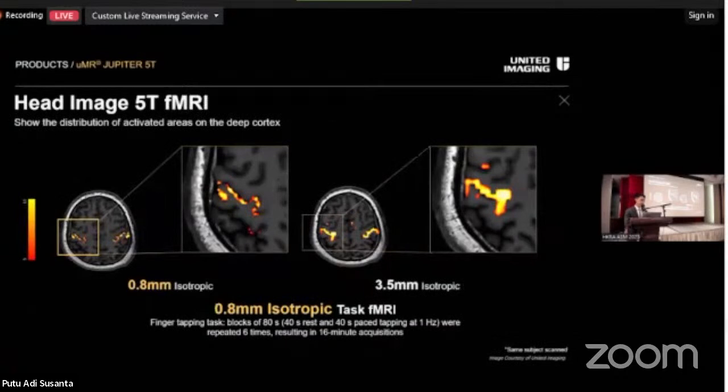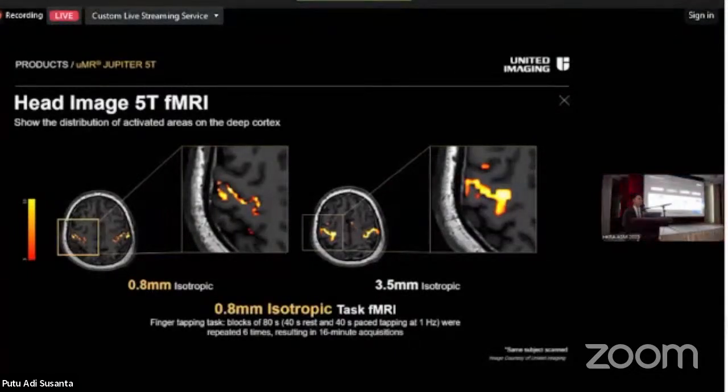This is using a simple finger tapping task on both sides with a block of 80 seconds. So with 5 Tesla, we can use its resolution, use its SNR to gain high resolution. This is 0.8 isotropic. So we can see that the distribution of the activated areas, or the activation regions, in a deep cortex can be much better visualized compared to the low resolution image with 3.5 millimeter isotropic.